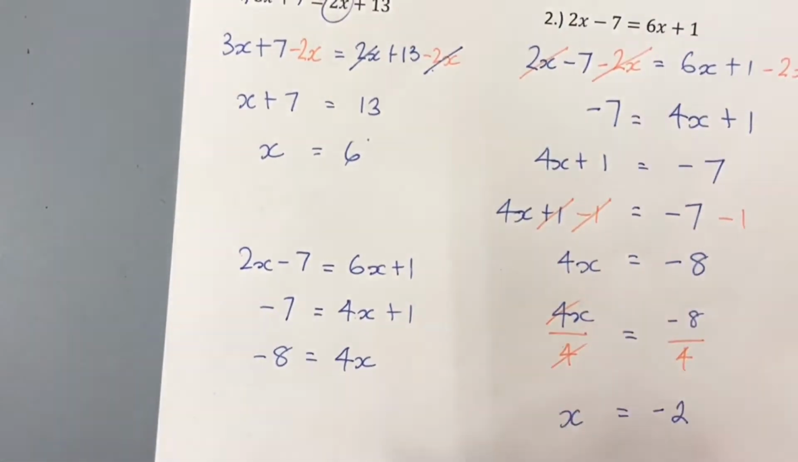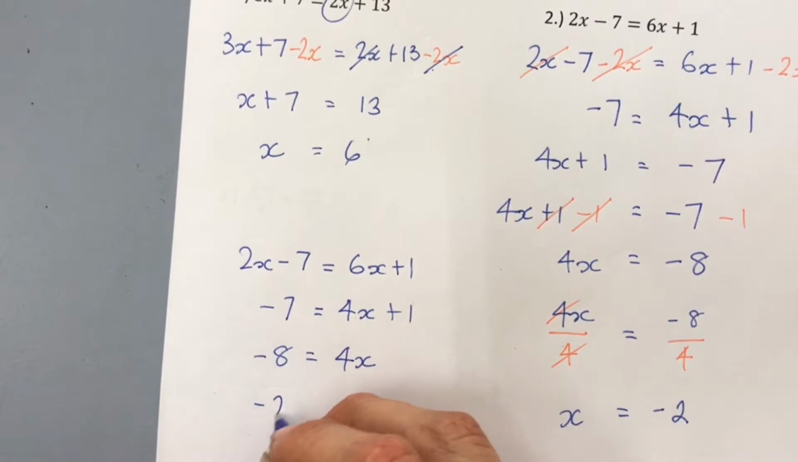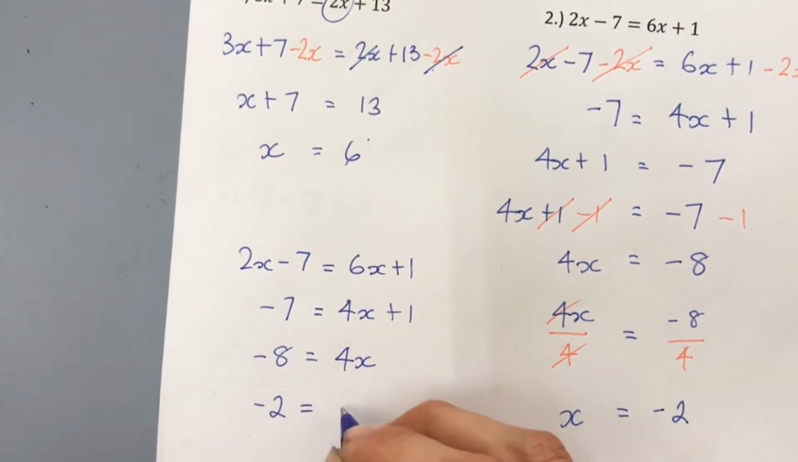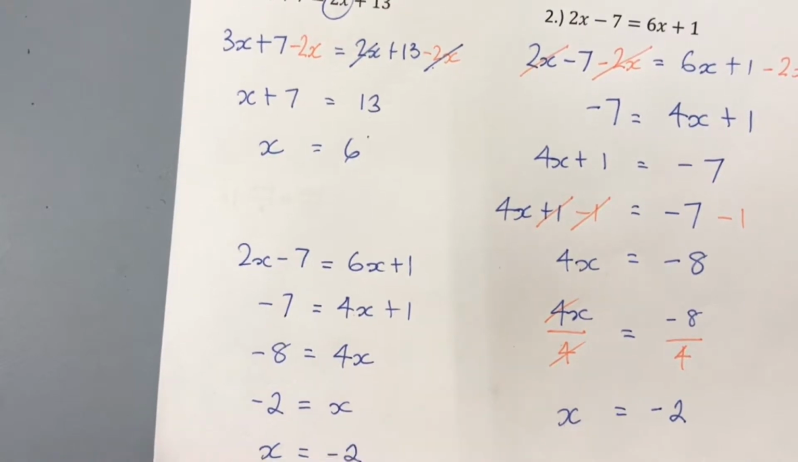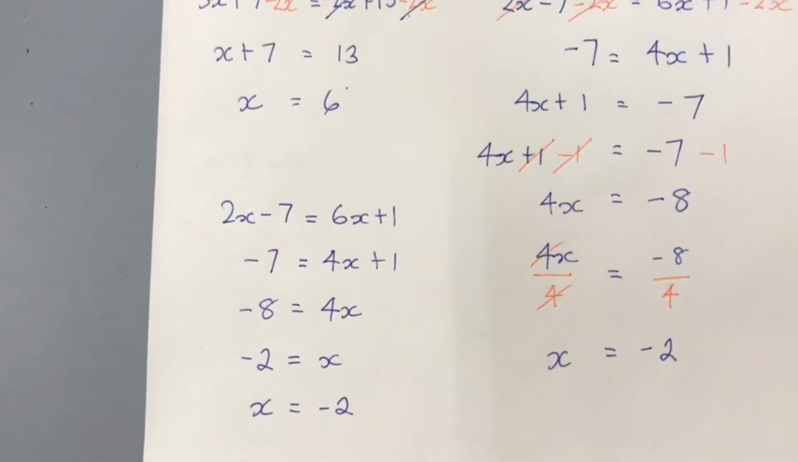Okay. And from there, we're now going to divide through by 4. So we get minus 2 is equal to x. And just to finish that off, x is equal to minus 2. So our pronumeral is on the left-hand side.